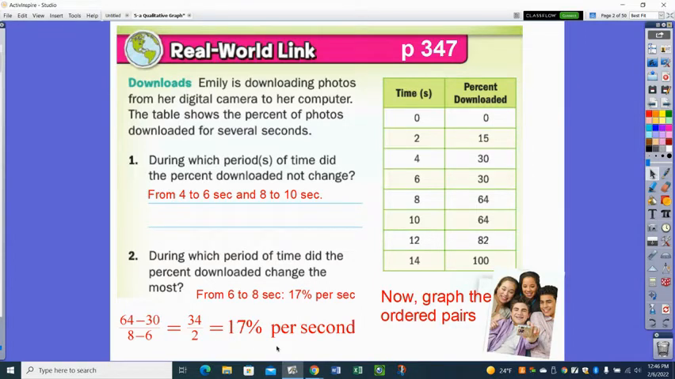So if you look at number 3 on page 347, what you want to do right now is just go ahead and plot all of these points on the graph. So we're going to stop the video, plot the points, and then we're going to talk about it a little bit.